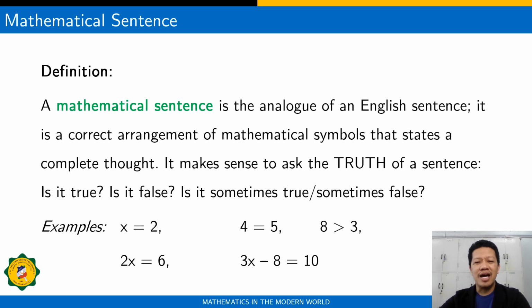Examples are x equals 2, 4 equals 5, 8 is greater than 3, 2x equals 6, and 3x minus 8 equals 10. These are examples of mathematical sentences wherein you can determine whether they are true, false, or sometimes true, sometimes false.